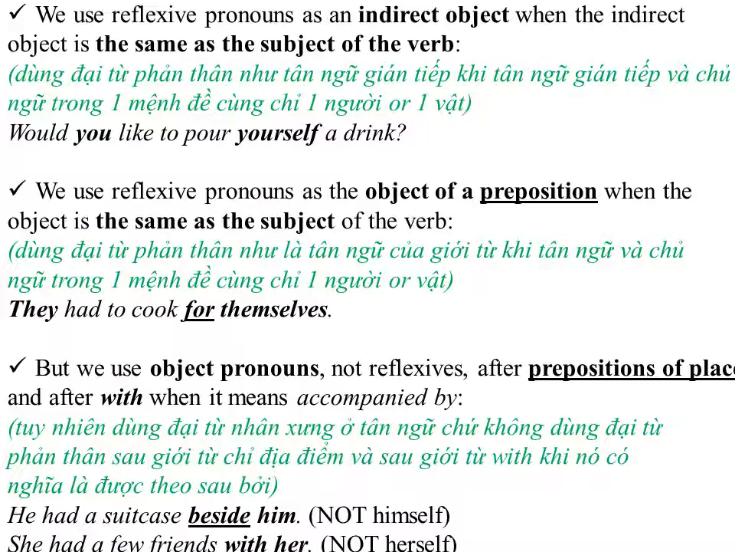But we use object pronouns, not reflexives, after prepositions of place and after with when it means accompanied by. Example: he had a suitcase beside him. Not himself. She had a few friends with her. Not herself.